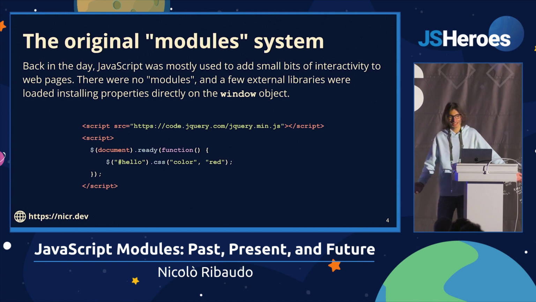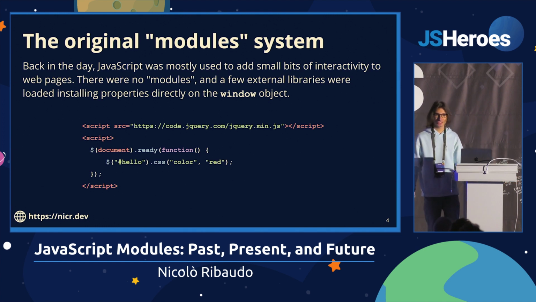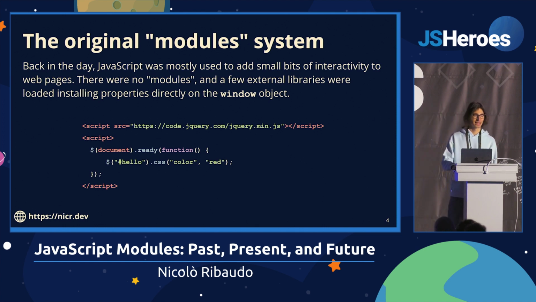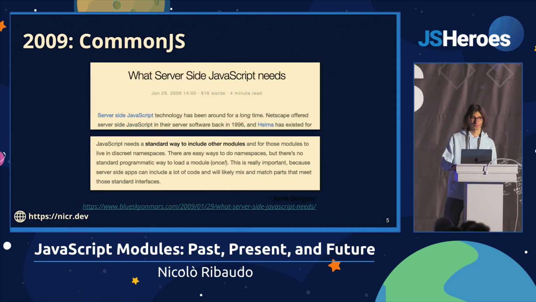We just put a script tag in our web page, loading some external library that added some global that we could just access as if it was JavaScript built in. Who didn't do this with jQuery or with something else? And well, that worked. Except that web apps started getting more complex.